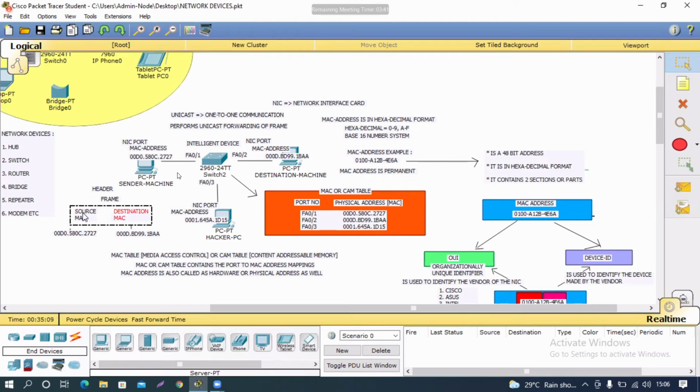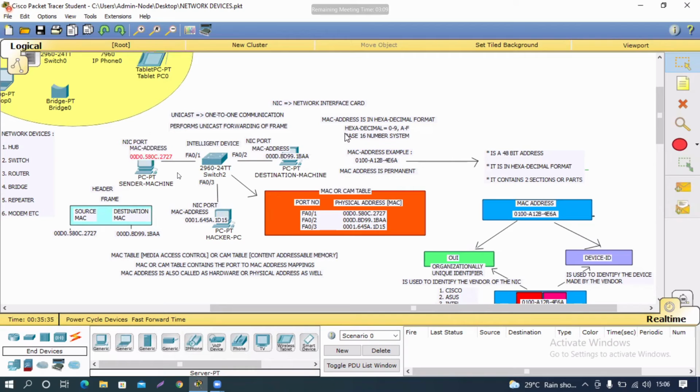So MAC basically stands for media access control. We call it the hardware or physical address. Now this particular address is found where? In the NIC, the network interface card. This NIC card is there in the machine. Every single machine has a NIC card, and this is the MAC address found inside this port.